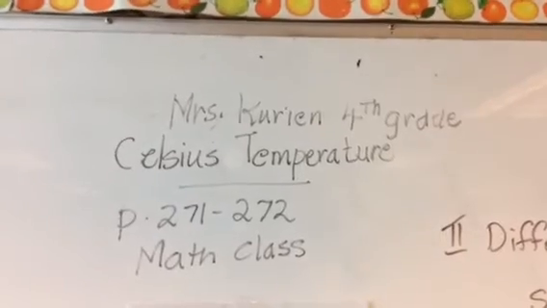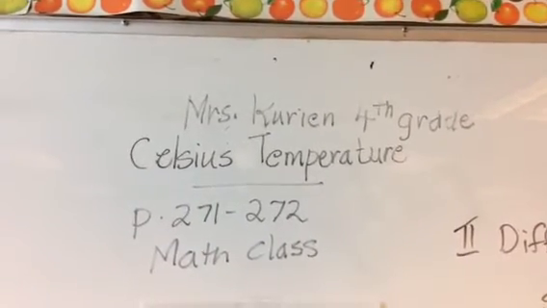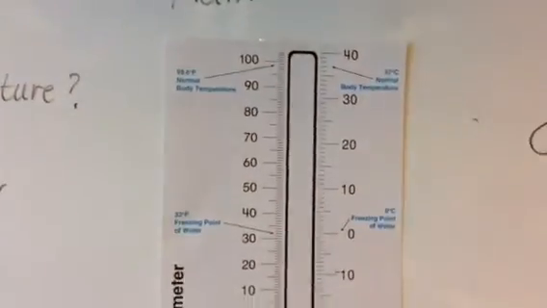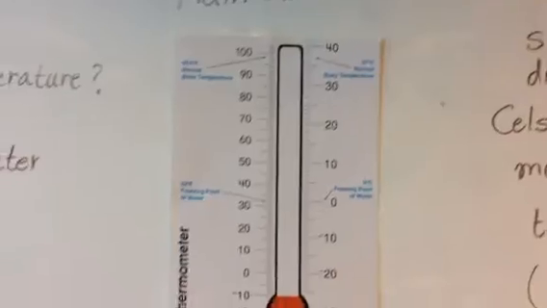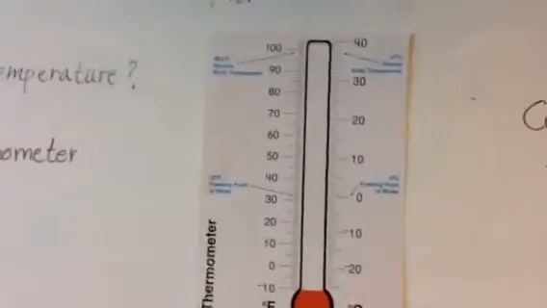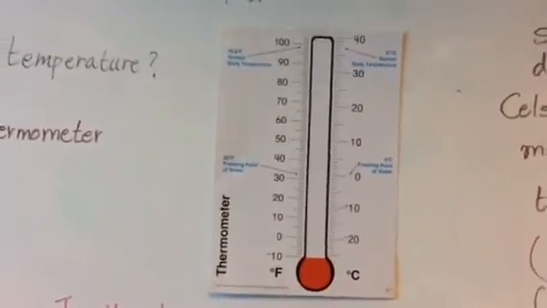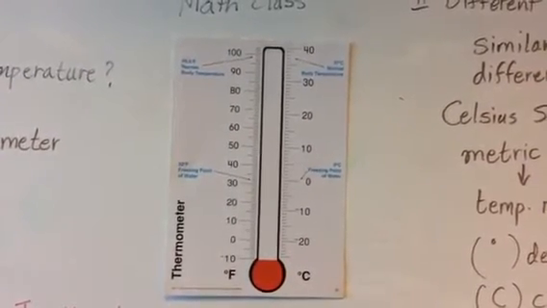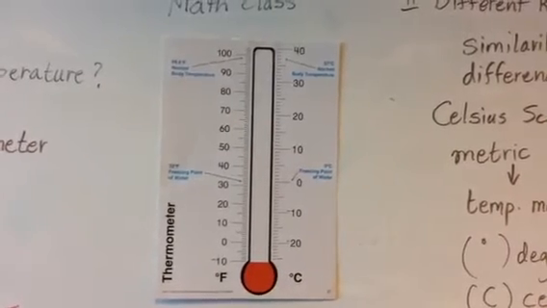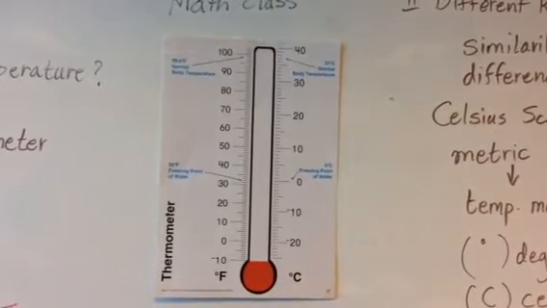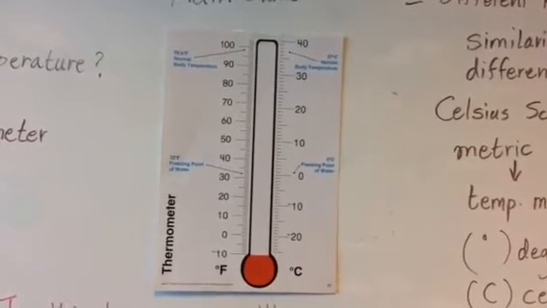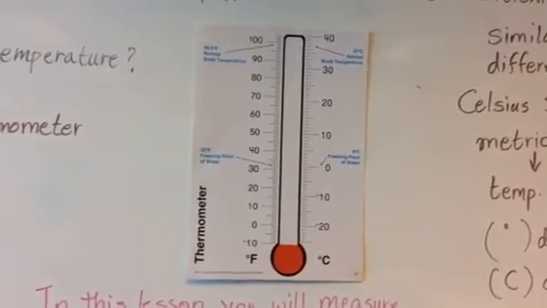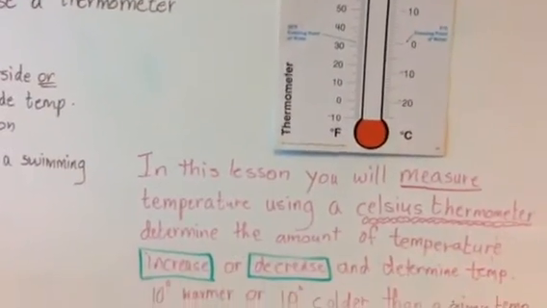We are studying today Celsius temperature, page 271, 272. Look at a thermometer. The thermometer, okay. One side is showing you Celsius, and the other side is showing Fahrenheit. So there are two kinds of thermometers on this chart.